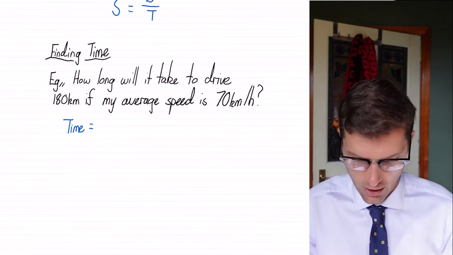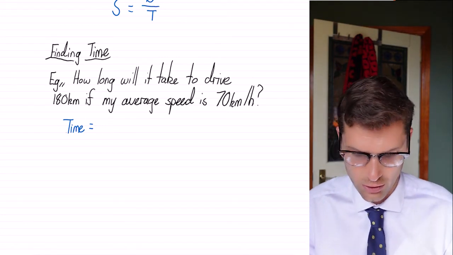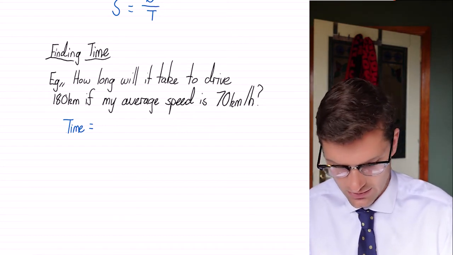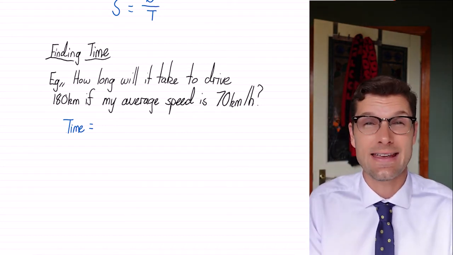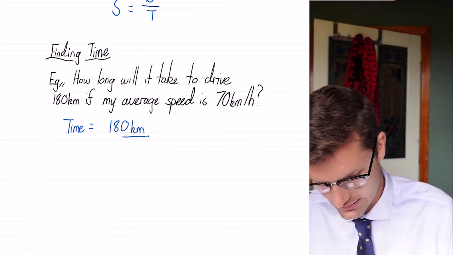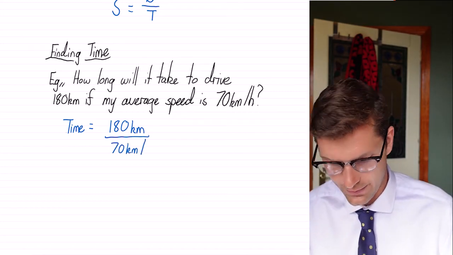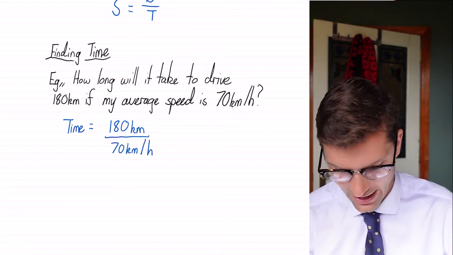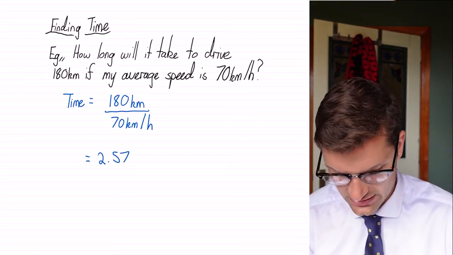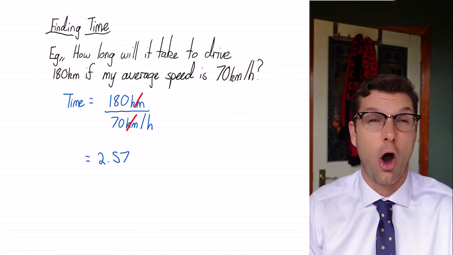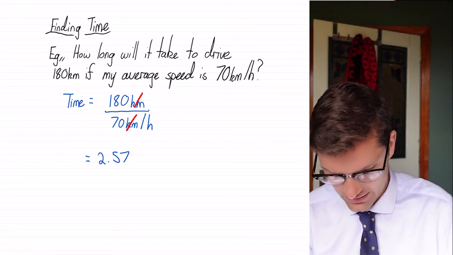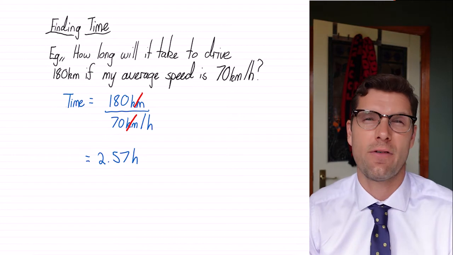For this last one, if we've got time, how long will it take in order to drive 180 kilometers if my average speed is 70 kilometers per hour? So this one I've got to break up my journey into even chunks. So I have 180 kilometers divided by 70 kilometers per hour. So if you just type that into your calculator, 180 divided by 70 is equal to 2.57. The kilometers cancel, and because there's a division on the bottom of a division, that actually goes onto like a multiplier. So we've got this hours comes to the top. So we've got 2.57 hours.